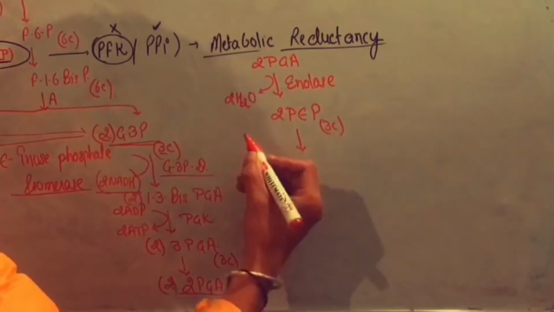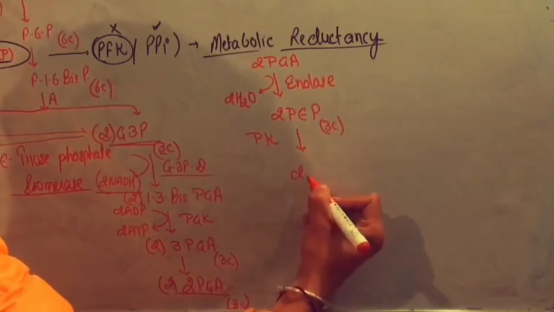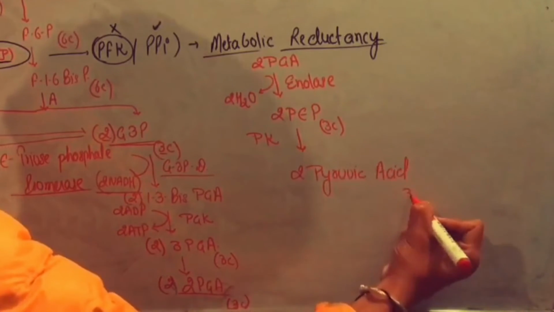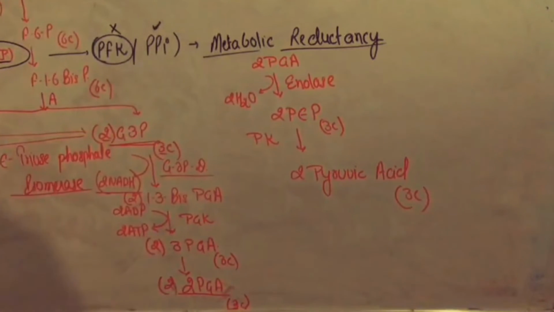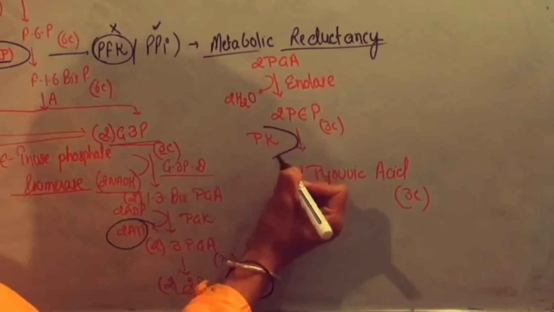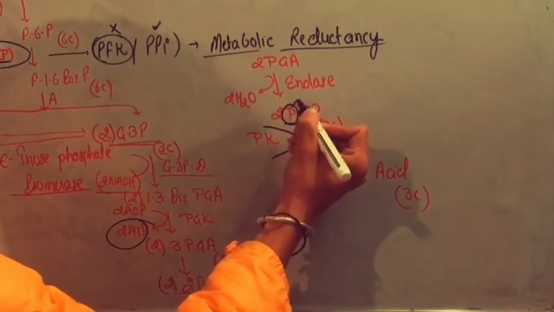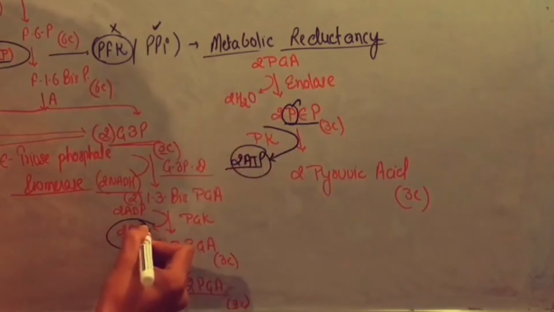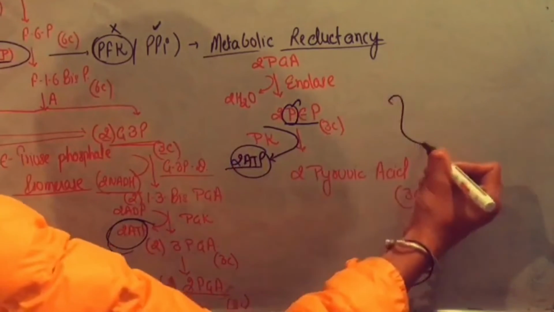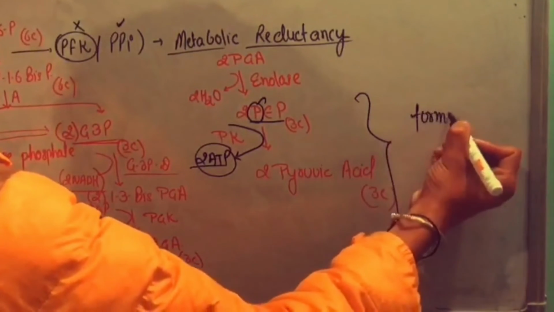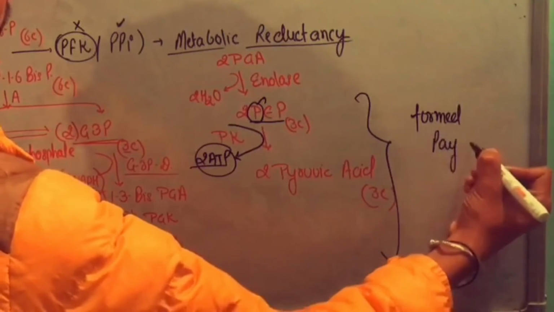This phosphoenolpyruvate, 3 carbon, in the presence of the enzyme pyruvate kinase, forms pyruvic acid, 3 carbons, and 2 molecules of ATP. Here 2 molecules of ATP are formed by phosphoglycerate kinase and 2 molecules of ATP are formed by pyruvate kinase. In these steps, a total of 4 ATPs are formed. The steps where ATP is formed are known as the payoff phase.